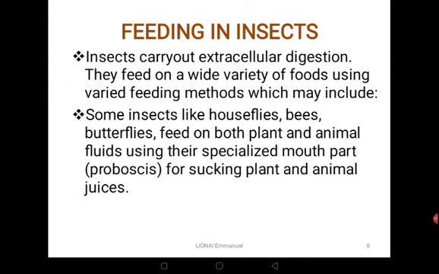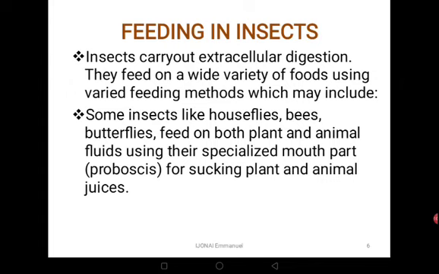We are going to group them depending on the method in which they feed. And we shall look at each method, and also we shall see the examples of insects that belong to that particular method. But what is general in all of them is that insects carry out extracellular digestion, just like the fungi. They secrete enzymes from the cells, and then those enzymes will act on food particles outside the cells that produce them. So that's what they do. They feed on a wide variety of foods using varied feeding methods, which may include the following.